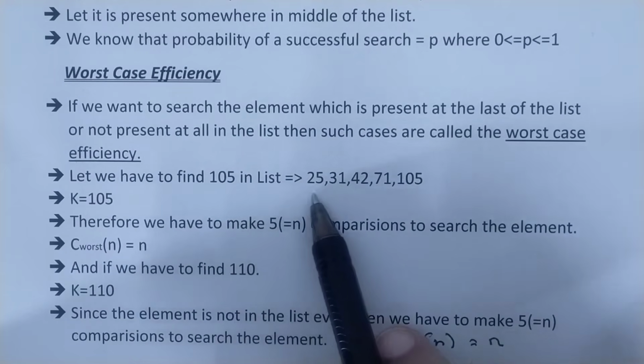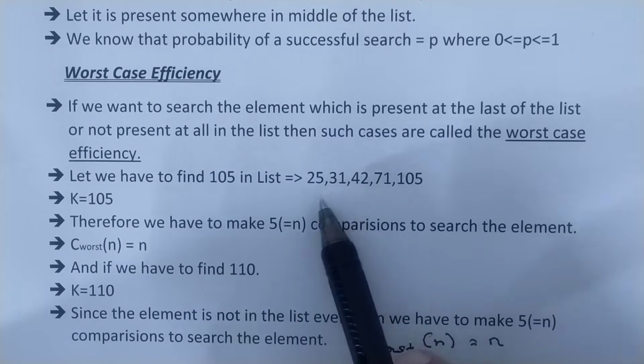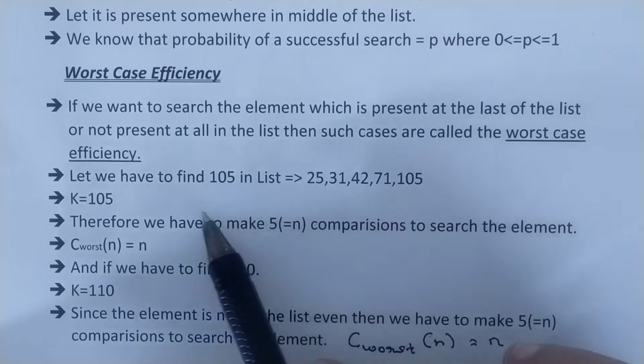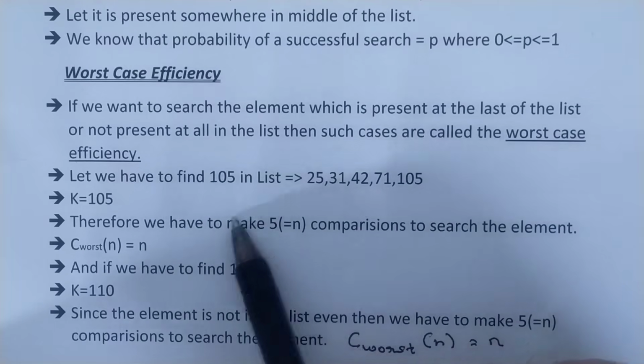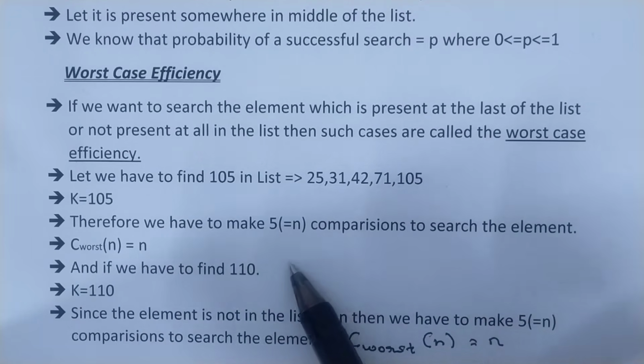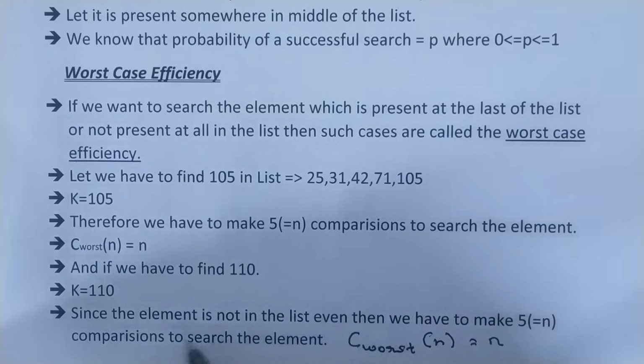Suppose we have a list of numbers, say 25, 31, 42, 71, 105. Now suppose we want to find the number 105 in the list. Since 105 is present at the end of the list, we have to make 5 comparisons to search the element. Therefore we can say that C worst of n is equal to n, which is equal to 5.